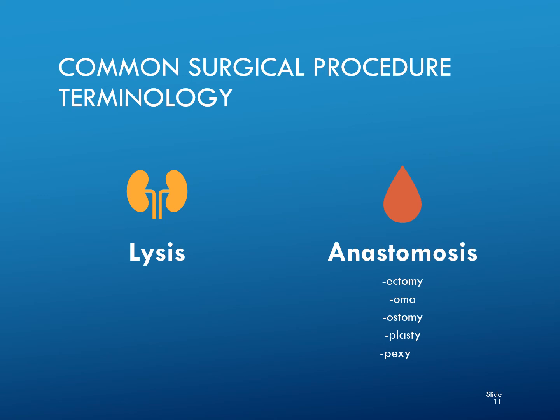Otomy is cutting into, such as thoracotomy, cutting into the chest. Craniotomy, cutting into the brain. Plasty, this is a revision, a molding, or a repair of tissue. Examples would be mammoplasty. And pexy, this is going to be fixation or anchoring in place. For example, orchiopexy, fixation of an undescended testicle in the scrotum.